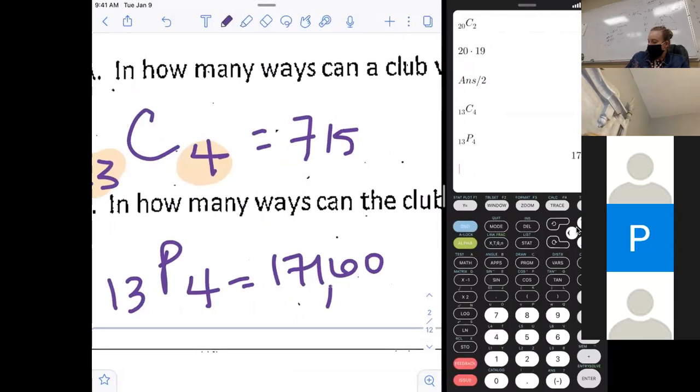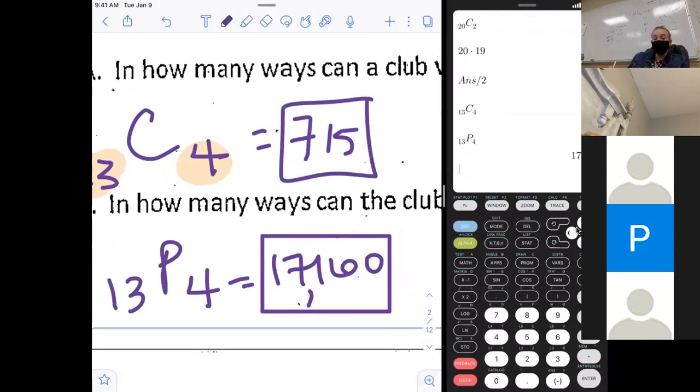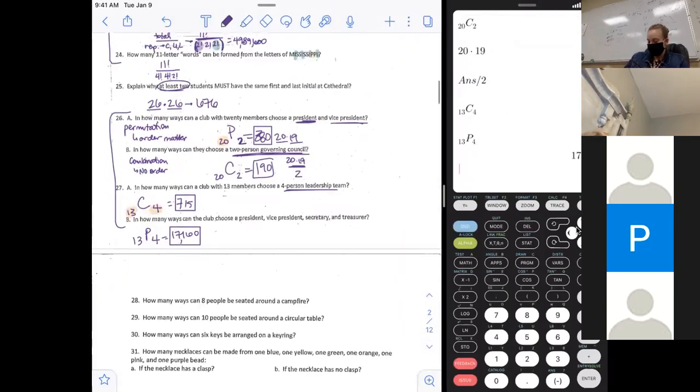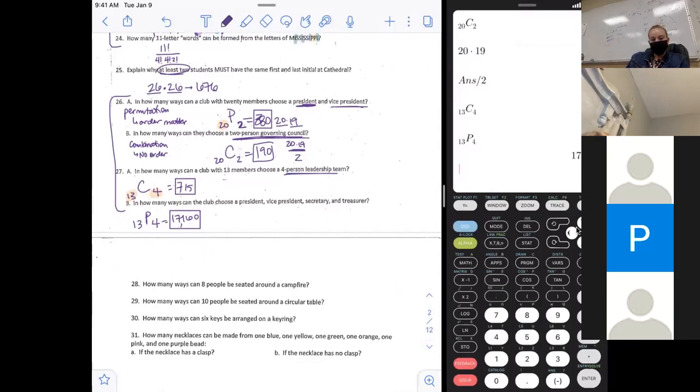When you do permutation, it's often a bigger number because it matters what order it's in. And so it's different if you get picked first or second. But when it's combination, it's often a smaller number because it's just any combination, any grouping of those people. It doesn't matter what order they're in. All right, let's keep rolling.